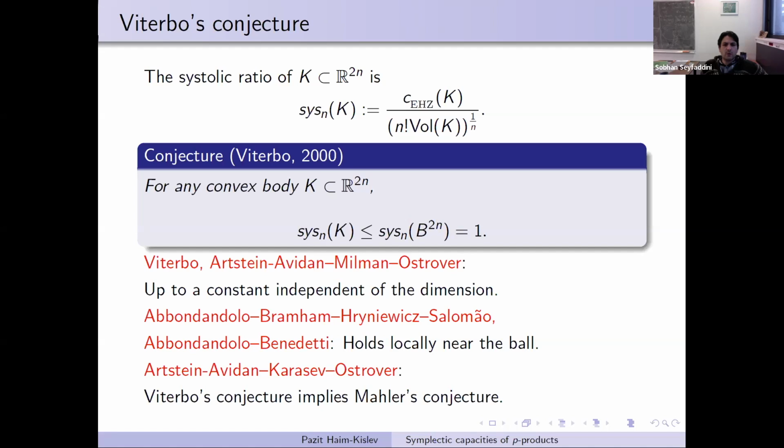Sorry, when you say it holds near the ball, what topology are you allowed to perturb in? So we look at contact forms on S^(2n-1) and a C3 neighborhood. Sorry? C3 neighborhood. C3. Yeah. Okay. Thanks.